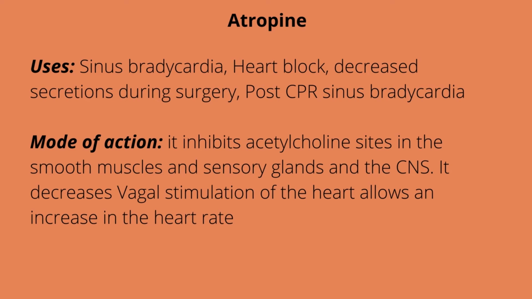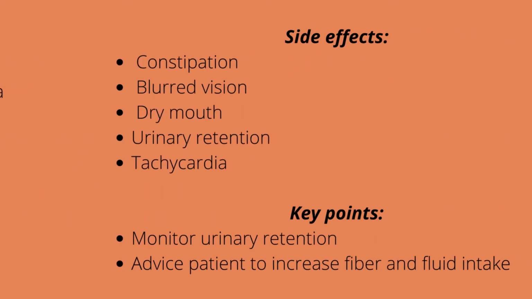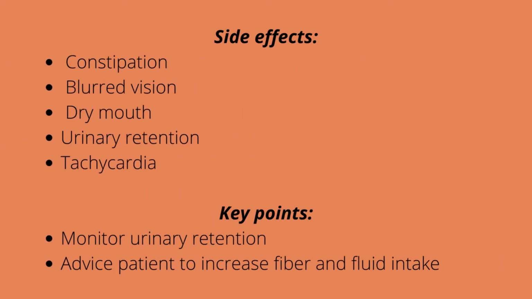Our mode of action is it inhibits acetylcholine sites in the smooth muscles as well as sensory glands and the CNS. It inhibits all these things according to the CNS. It decreases the vagal stimulation of the heart and allows for an increase in the heart rate. Side effects for this include anticholinergic side effects, which is drying you up. So constipation, blurry vision, dry mouth, urine retention, tachycardia.